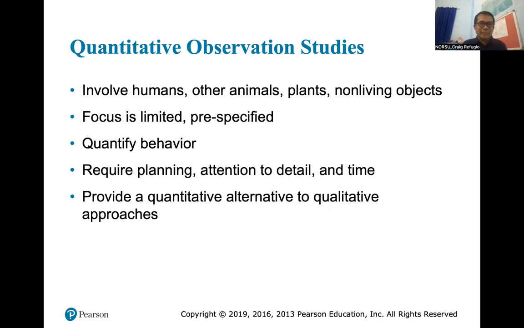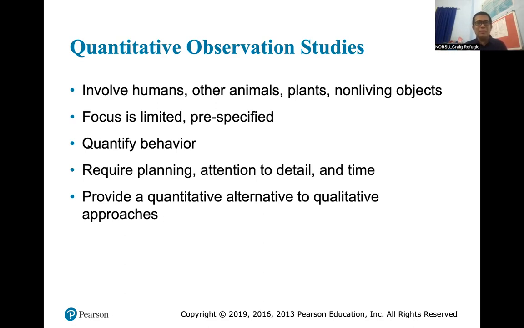The focus is limited because the variables, the characteristics of human beings, are actually many, and we could not afford to consider all of those characteristics. So we have to limit the focus of the characteristics that we are going to study for human beings, for animals, for plants, and even non-living objects. One of the sections of a dissertation is all about scope and limitation. In the scope, you indicate the focus of your research, what variables are included in the study.